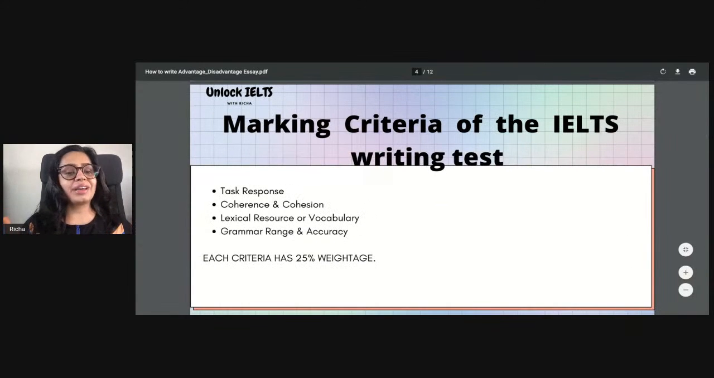Now comes the marking criteria. Many candidates fail to assess what they are actually required to write and fulfill in order to get a high band score. And these 4 criteria are task response, coherence and cohesion, lexical resource or your vocabulary, and lastly grammatical range and accuracy. And each criteria has equal weightage.